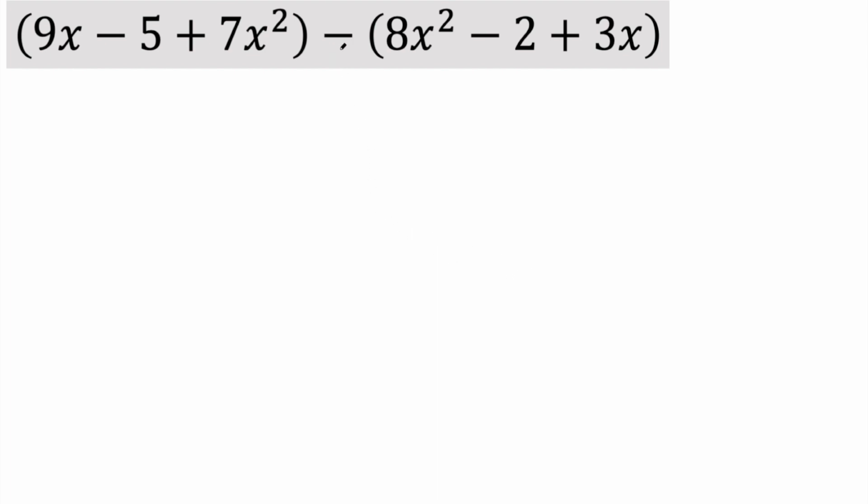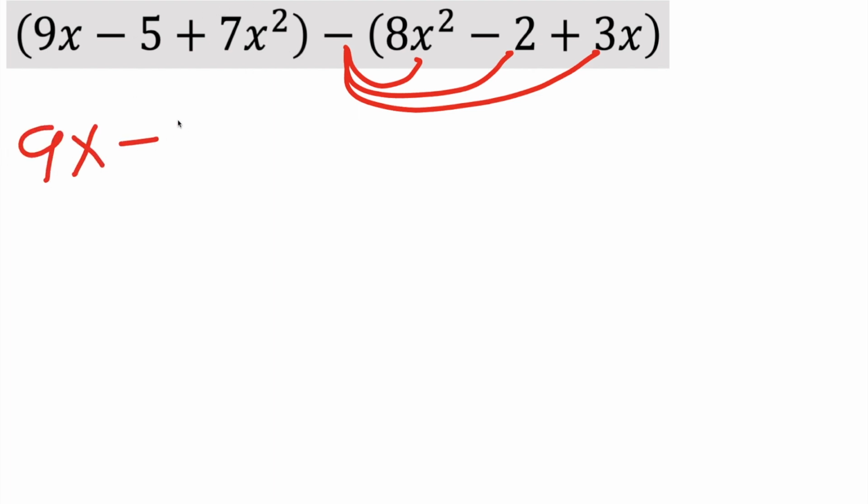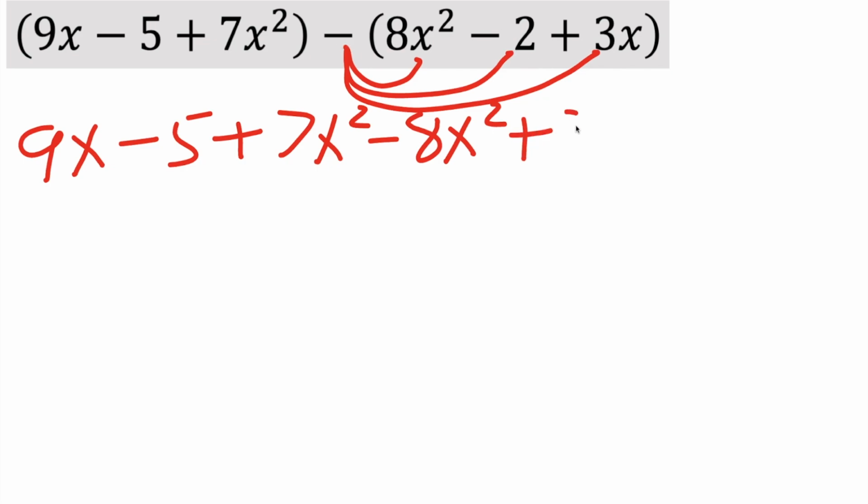So again, with subtraction, you have to distribute the negative first to all the pieces inside the parentheses. And now we can expand it. So we can remove this parentheses and say 9x minus 5 plus 7x squared. Now a negative and a positive gives you a negative, so negative 8x squared. A negative and a negative gives you a positive, so positive 2. A negative and a positive gives you a negative, so negative 3x.